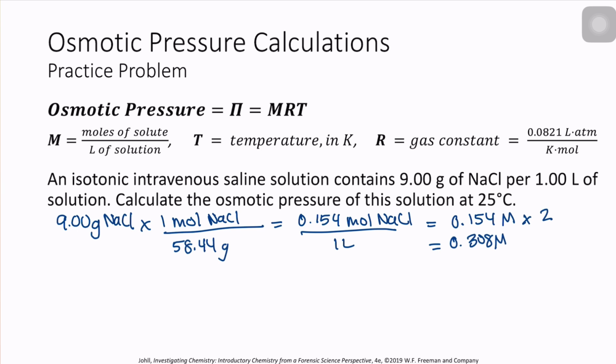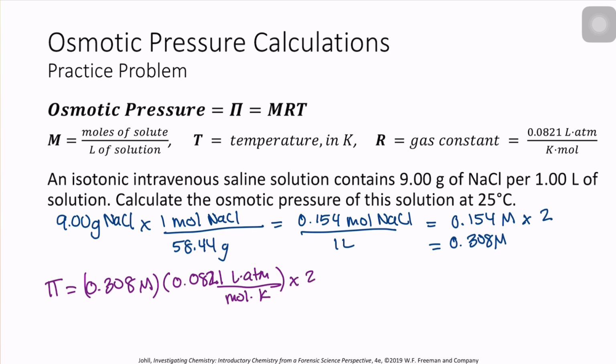Now I can plug all of my numbers into the equation. So my osmotic pressure is going to be equal to the molarity, which I just calculated, times the gas constant, which is 0.0821 liters times atmospheres over moles times Kelvin. This is not a constant you need to memorize. It will always be provided for you on your quizzes. And then we need to multiply this by the temperature.